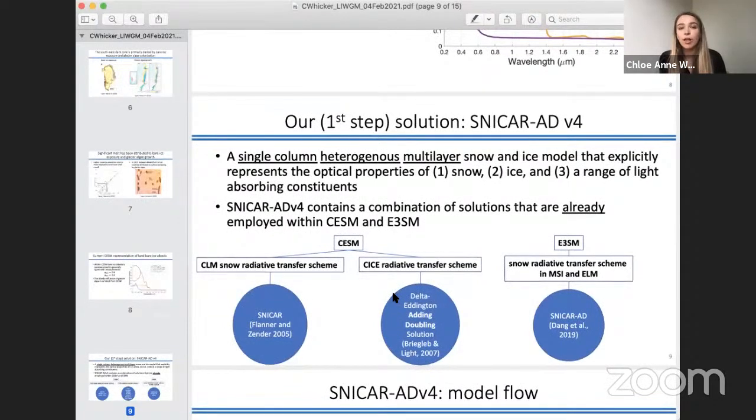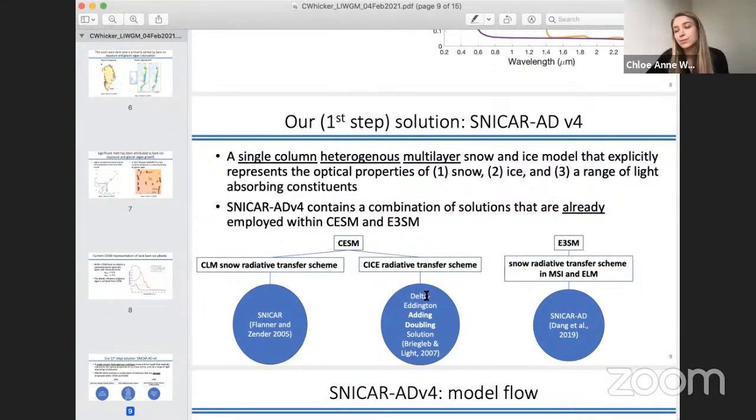This model is a single column heterogeneous multi-layer snow and ice model. It explicitly represents the optical properties of snow, ice, and a range of light absorbing constituents. SNICAR-AD contains a combination of solutions that are already employed within CESM and E3SM. Within CESM, we have SNICAR. It's in the Community Land Model, the snow radiative transfer scheme. It's used to calculate the albedo and fluxes of snow surfaces. And we have the Delta-Eddington adding-doubling solution, so the AD in our SNICAR-AD.